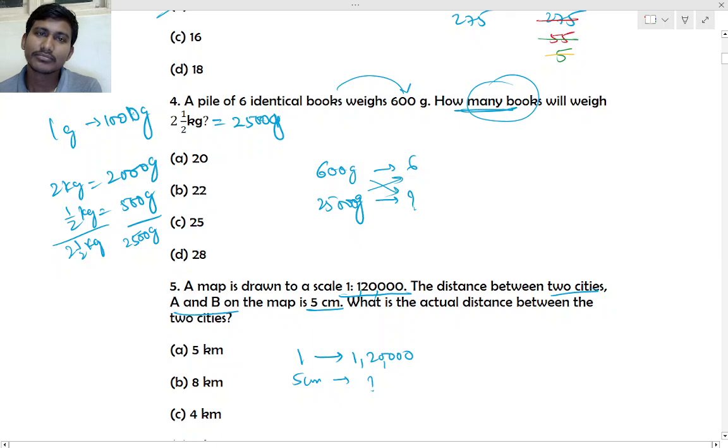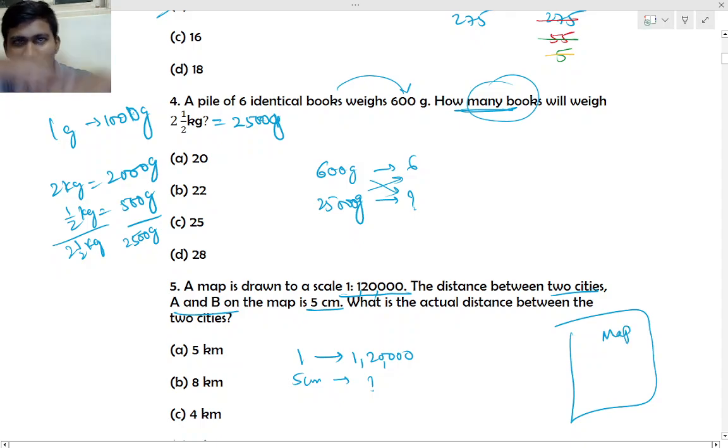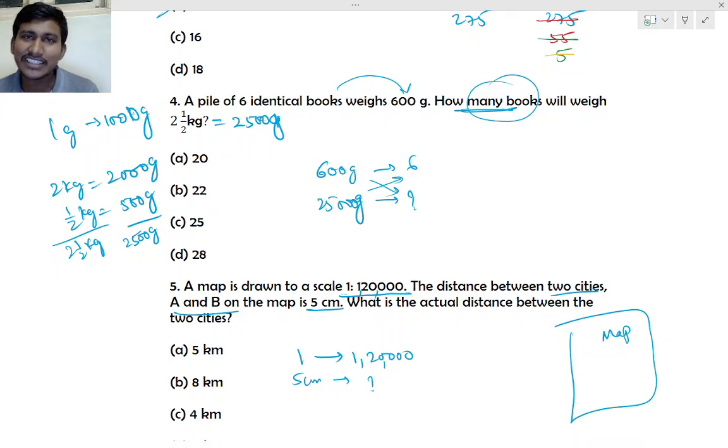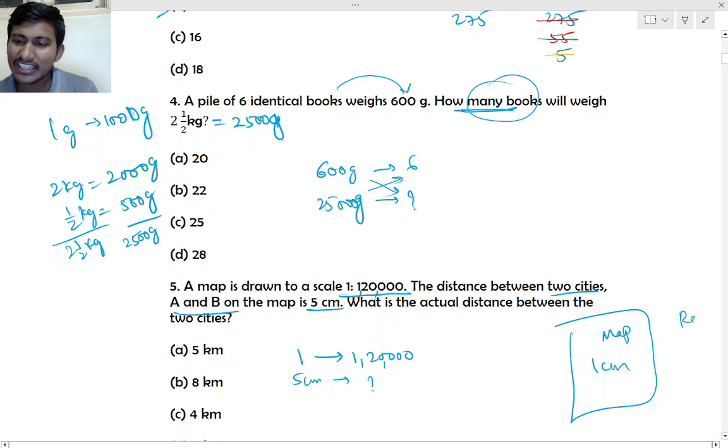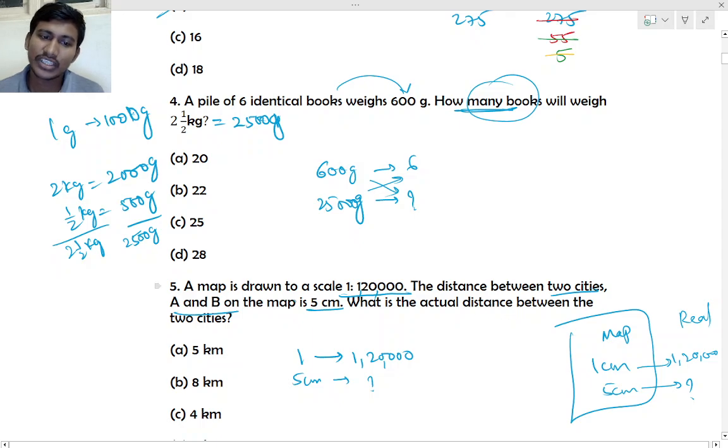Okay? The map will be smaller and the real will be big, right? So 1 centimeter on the map, in real it will be how many centimeters? 1,20,000 centimeter, like that. 5 centimeter on the map, they have given. So 5 centimeter, in real how much will it be? Cross multiply and find it.